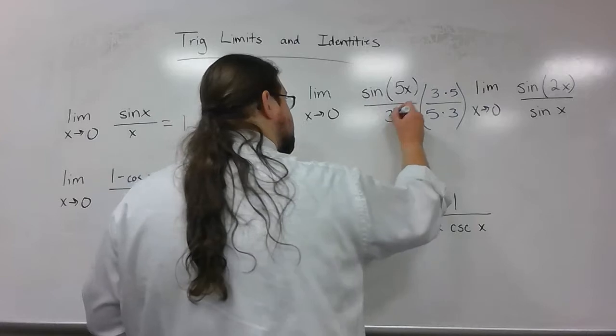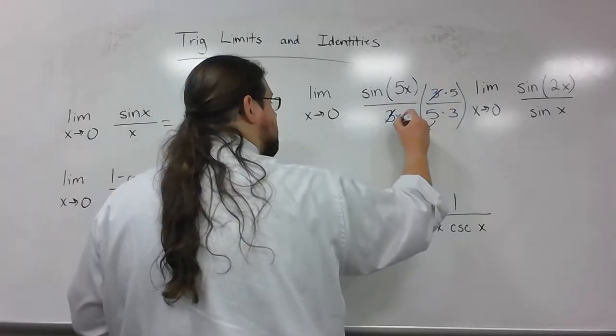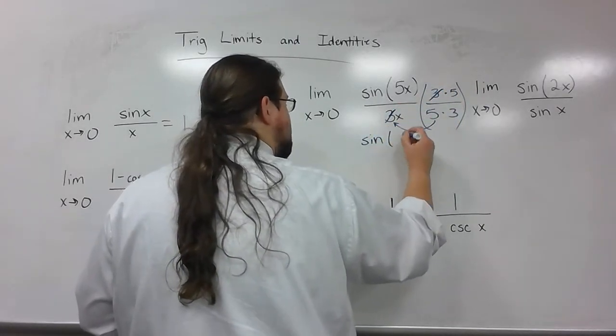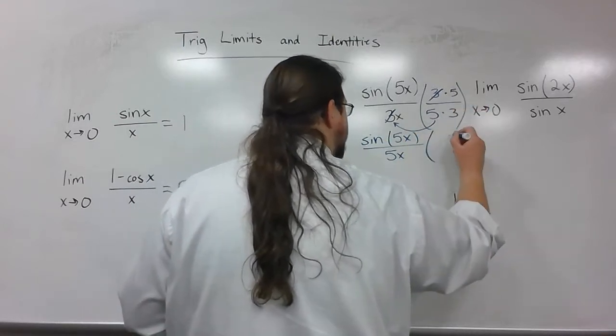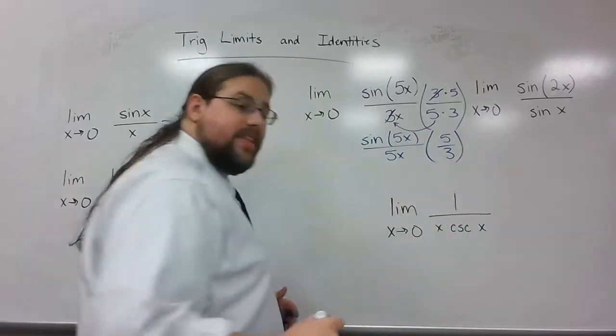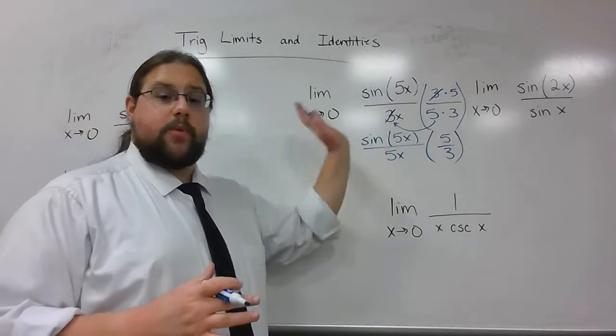So like I said, these 3's are going to cancel, and this 5 is going to move out front. So it's going to be sine of 5x over 5x, and then I've still got that 5 and that 3 to deal with later. But that's going to be easy to deal with once I figure out the rest of it.